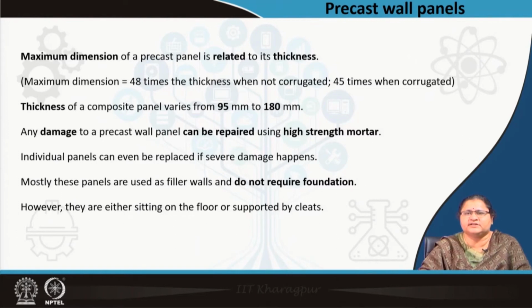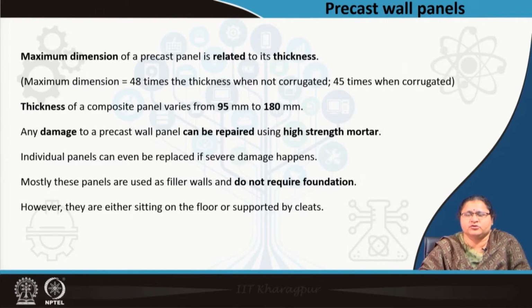If you are planning for something very thin, 45 times of that will become the thickness when it is flat. If you have corrugations, it will be 45 times when it is corrugated, and this is kind of thumb rule. So if you have some 30 millimeter thickness, so 30 cross 48 will become the size or available dimension. Usually the composite panel varies between 95 to 180 millimeter.